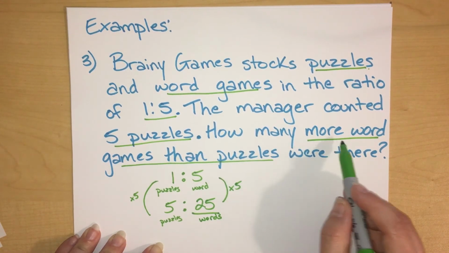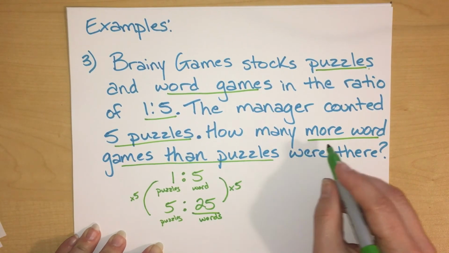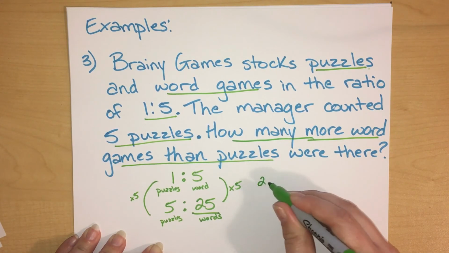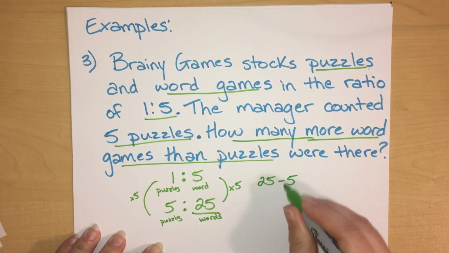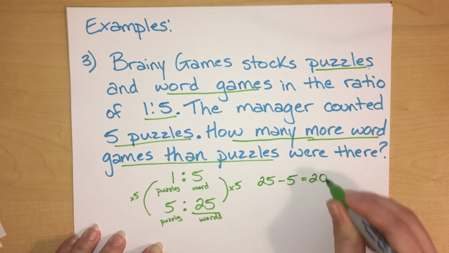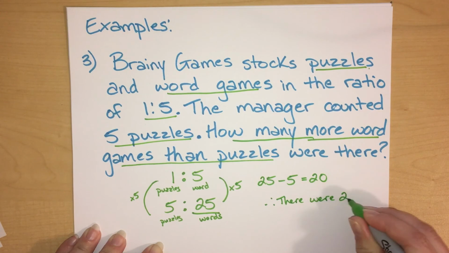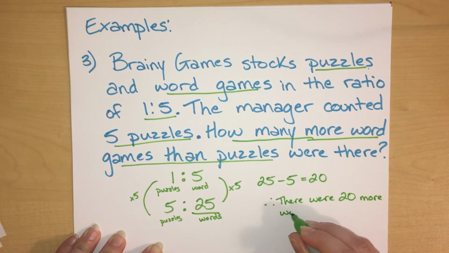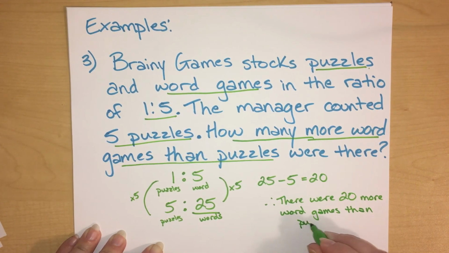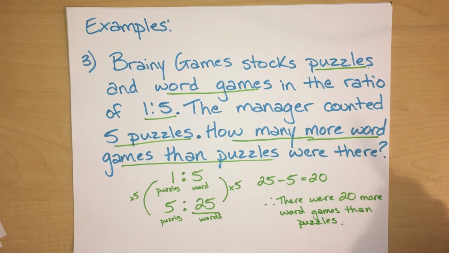The question is asking me though, how many more word games were there than puzzles? When we're talking about the mathematical terms of how many more, that means we're going to be using subtraction. So if I take away the puzzles from the word games, I'm going to know how many more there were. So 25 minus 5 will be 20. Therefore, there were 20 more word games than puzzles.